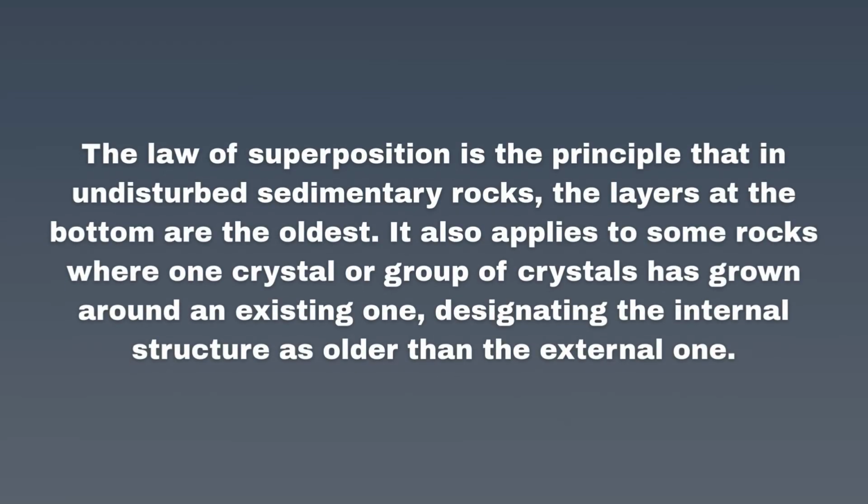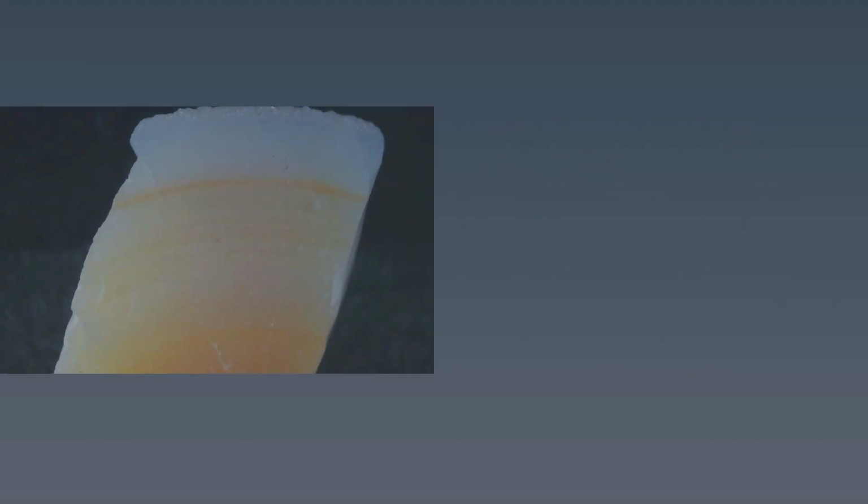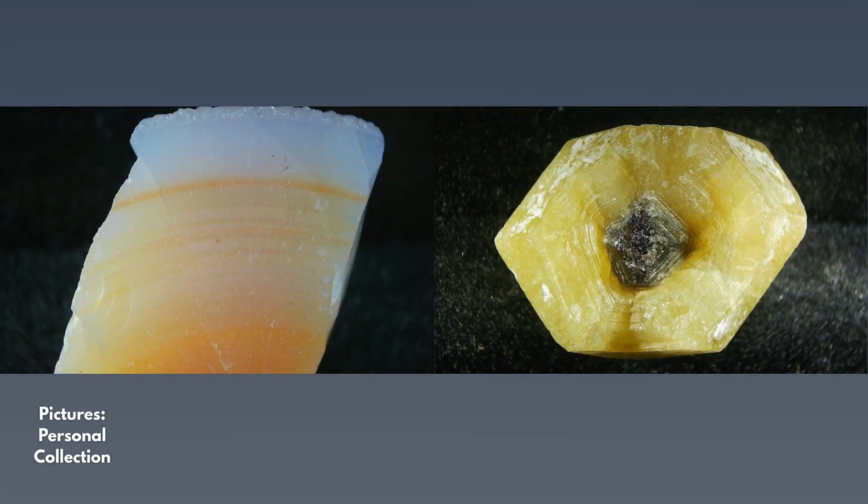The law of superposition is the principle that in undisturbed sedimentary rocks, the layers at the bottom are the oldest. It also applies to some rocks where one crystal or group of crystals has grown around an existing one, designating the internal structure as older than the external one. So here we have a banded carnelian. Basically, those bottom bands are older layers than the top bands.